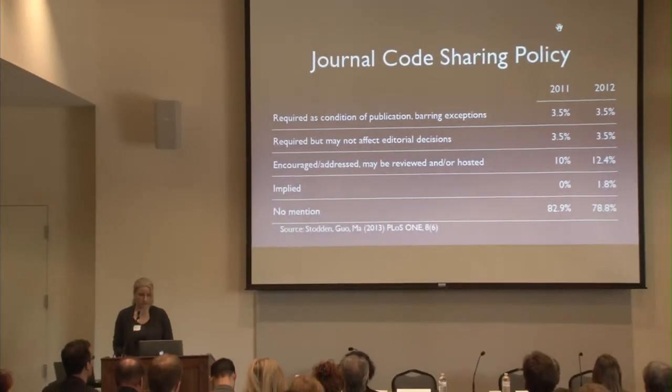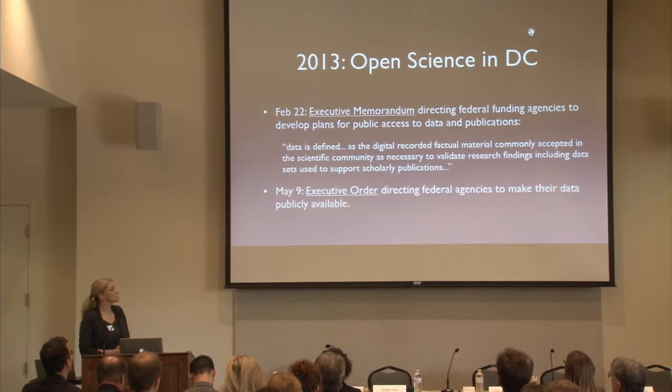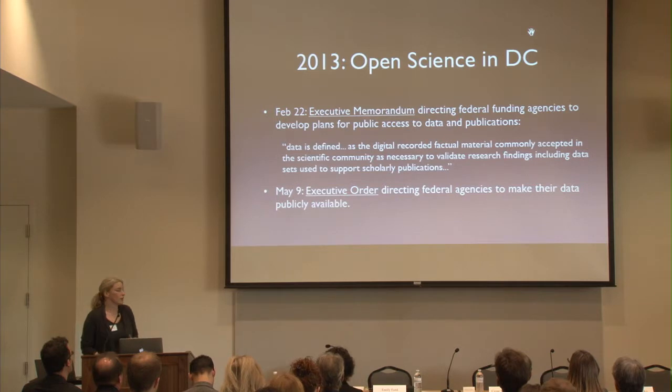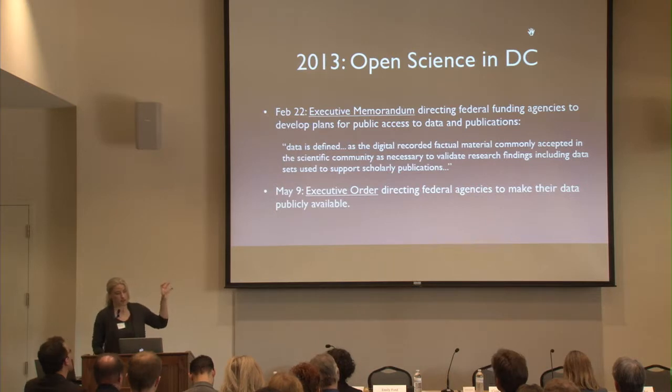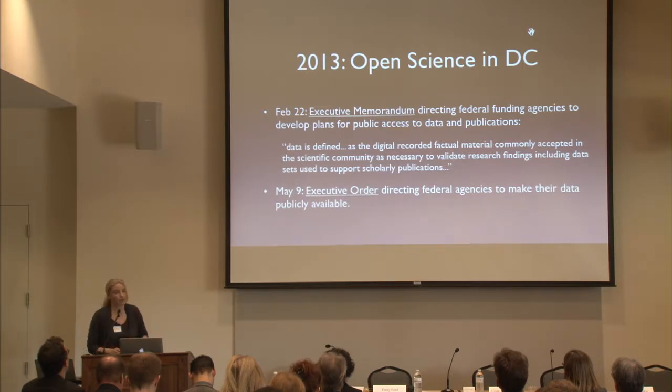The biggest one, of course, is Science, which has a code disclosure policy. This morning, people mentioned last year's executive memorandum directing federal funding agencies for science to come up with plans on data disclosure and access to publications. I'll mention that in that executive memorandum, there's actually verbiage that data is defined as digital factual material commonly accepted in the scientific community as necessary to validate research findings. So they had something in there that, at least through my lens, reads a little bit about transparency, about review, and about scientific integrity. I also want to mention that on May 9th, there was an executive order. Now the federal agencies have to release their data as of May 9th for their internal research.